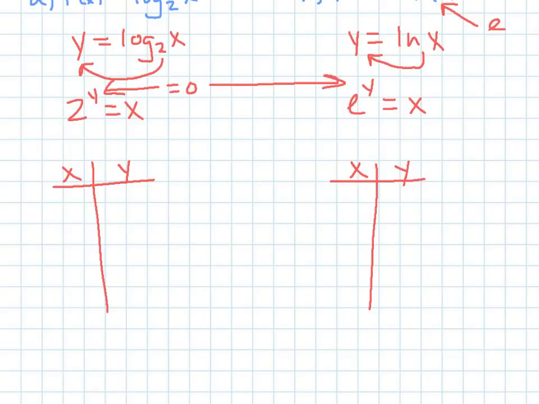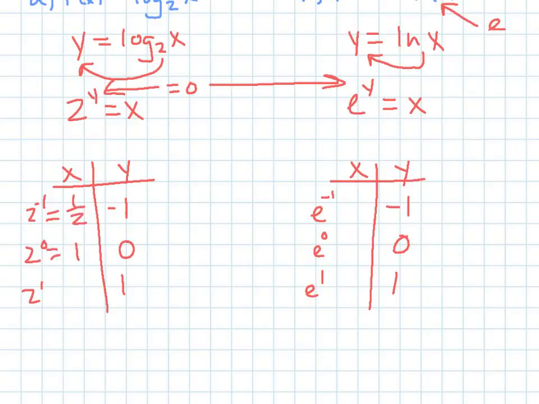So both of them are just y, so that starts with 0, and then go one less, one more, and I plug them in. So 2 to the negative first, 2 to the 0, 2 to the first. e to the negative first, e to the 0, and e to the first. Okay? So 2 to the negative first is 1/2. 2 to the 0 is 1. 2 to the first is 2.